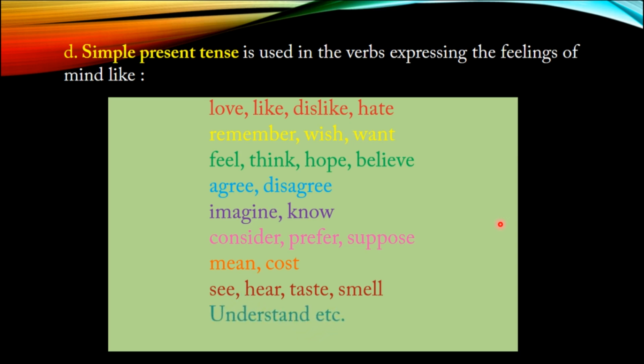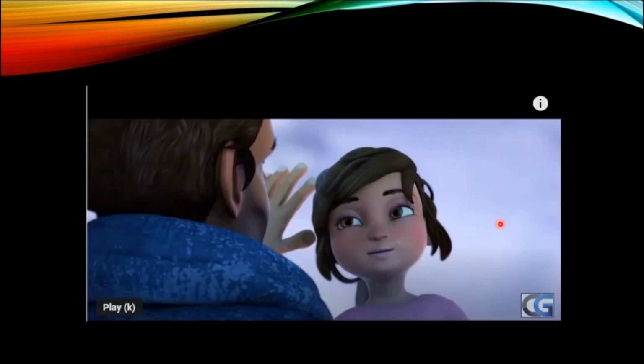Children, once go through all these examples, I repeat: love, like, dislike, hate, remember, wish, want, feel, think, hope, believe, agree, disagree, imagine, know, consider, prefer, suppose, mean, cost, see, hear, taste, smell, understand, etc. All these expressions are called feelings of mind. We can express feelings of mind through simple present tense only. Let us see some beautiful examples with small clippings.